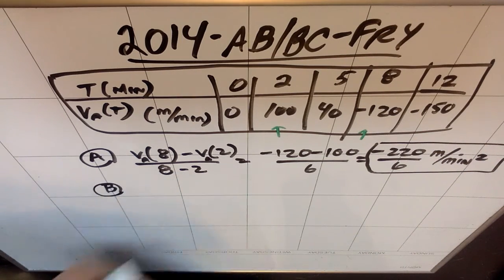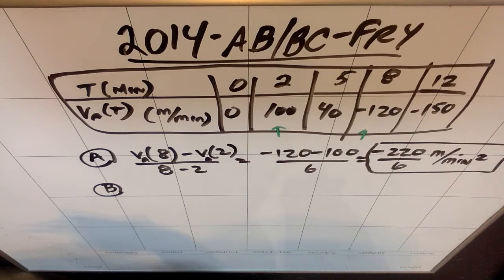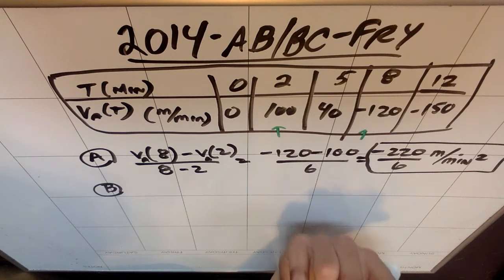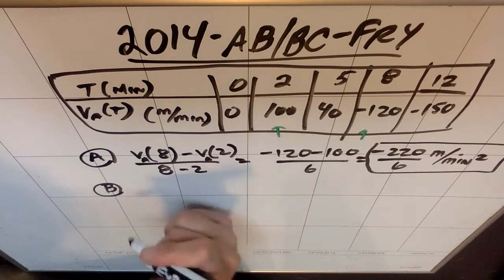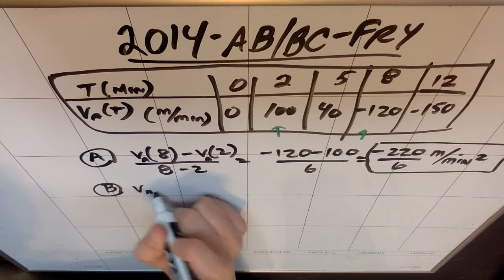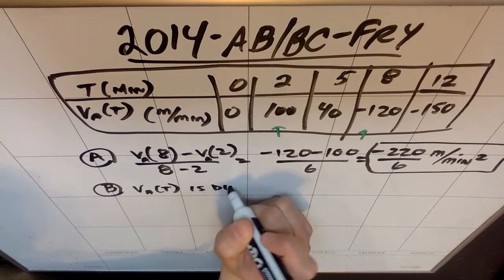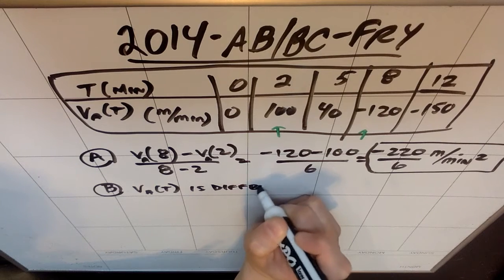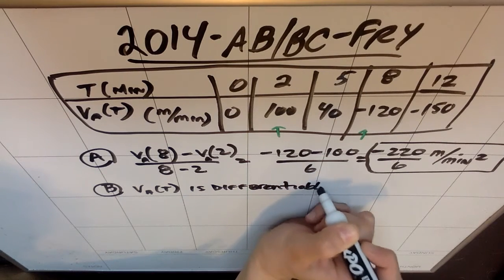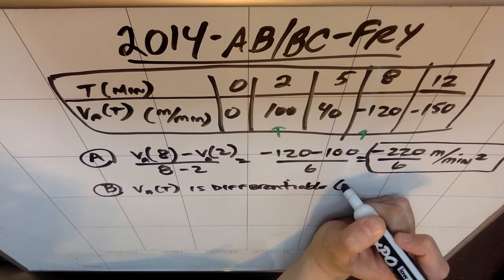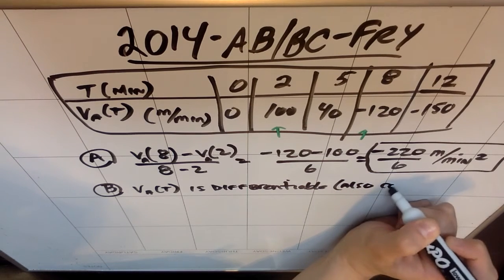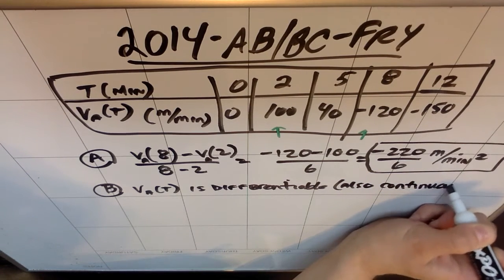Part B. Do the data in the table support the conclusion that train A's velocity is negative 100 meters per minute at some time t in the window from 5 to 8? Give a reason for your answer. Okay, so yes, and I'm going to walk you through why. Okay, so VA of t is differentiable. They told us that, which for the record means it's also continuous, because you can't be differentiable unless you're continuous, right?